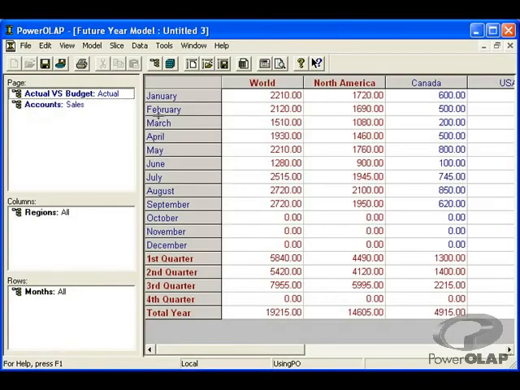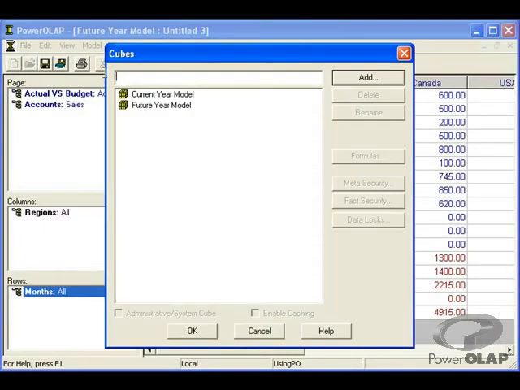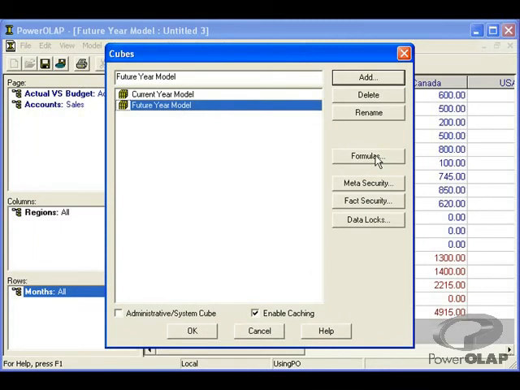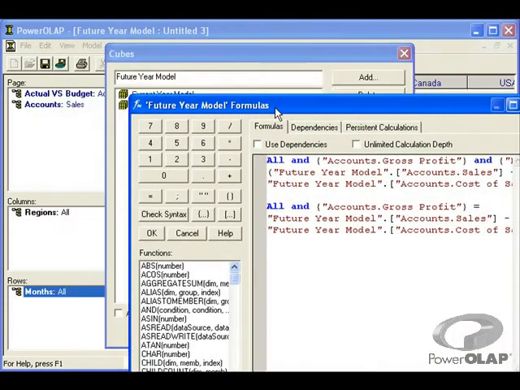The space of this cube is the intersection of actual versus budgets, accounts, regions, and months. A left-hand side can be defined as a space or a region within these four dimensions. Let's take an example of this. Let's select Model, Cube, Future Year Model, Formulas. What is a left-hand side?